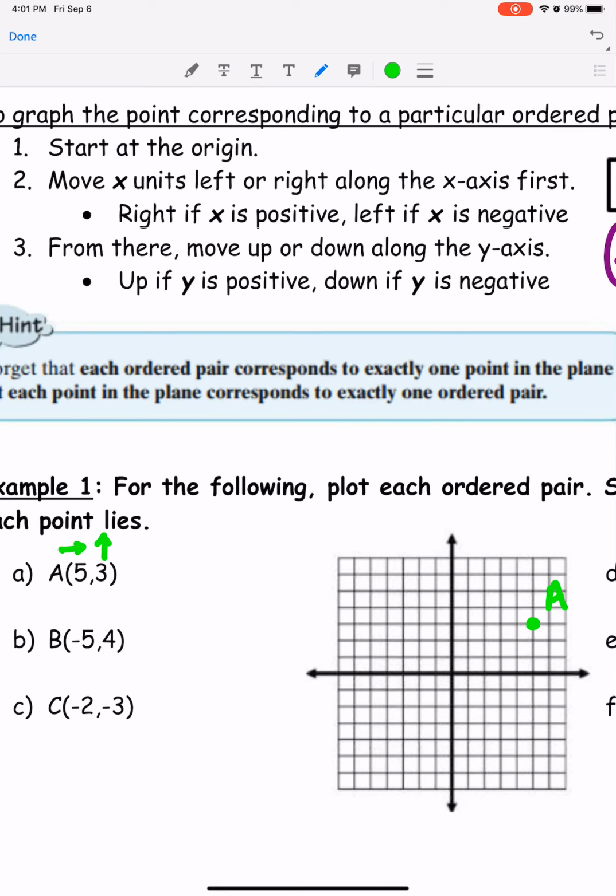Okay, so one more time. From the origin, we're going 1, 2, 3, 4, 5. We're going this way since it's negative. And then this is positive, so we're going up. So from this spot, 1, 2, 3, 4. Okay, so we'll label that B. So we went left and then up.